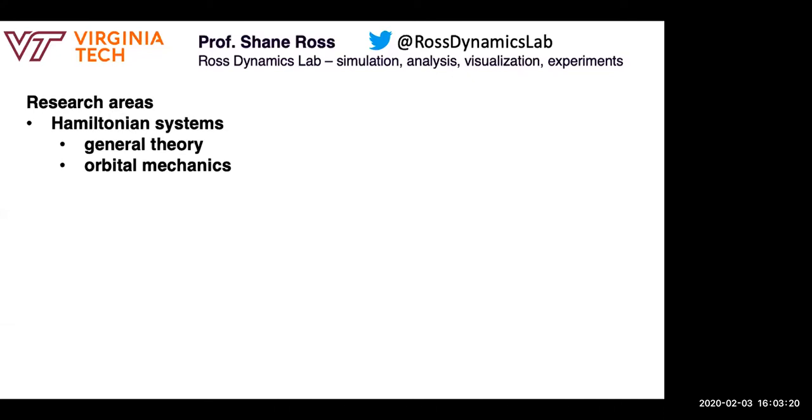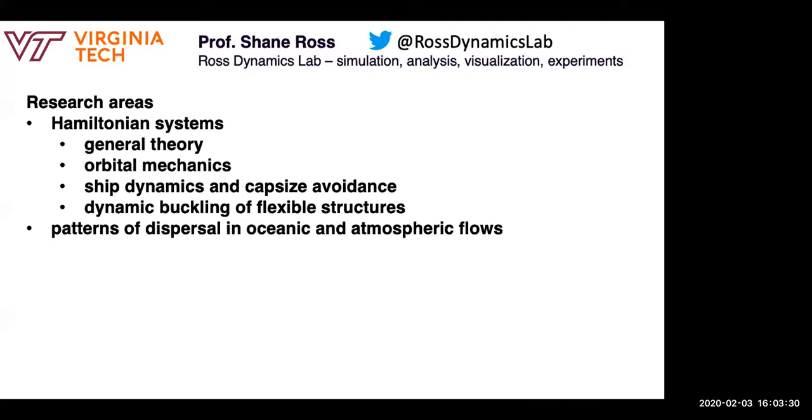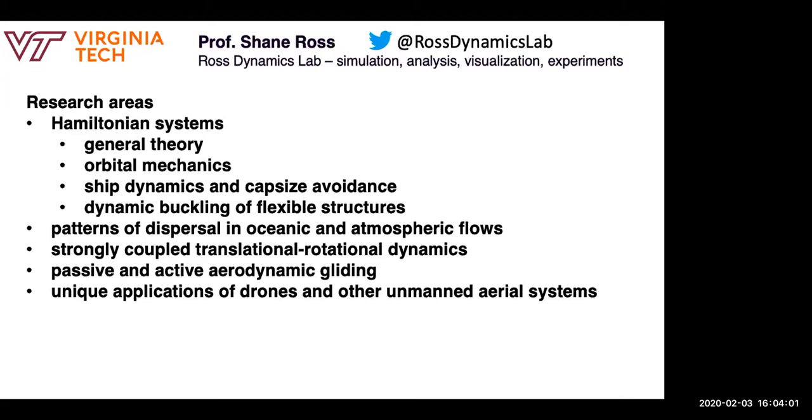And then some stuff about ship dynamics, dynamic buckling and flexible structures, which I handle all of this in the Hamiltonian setting. And then some other work, which may not seem related, but it's dispersal of particles in the ocean and the atmosphere. And one of the main applications there is spread of plant diseases and pollen. Also some work on things that move through the air and have strongly coupled translational and rotational motion. I mean things like leaves, stuff falling from the sky, how does it move? So that relates to dynamic lighting and passive lighting. I've also done some work on unique applications of drones or other unmanned aerial systems and yada yada.